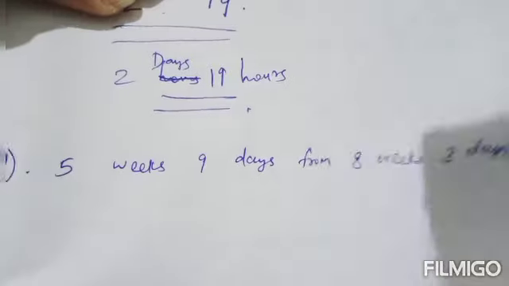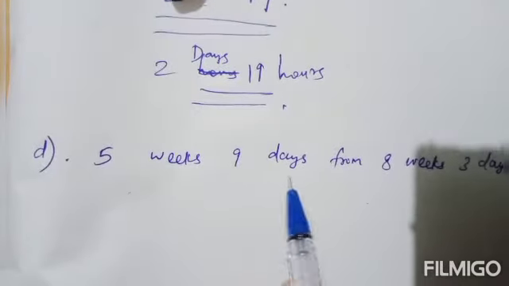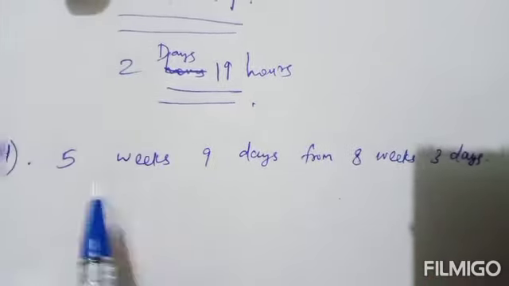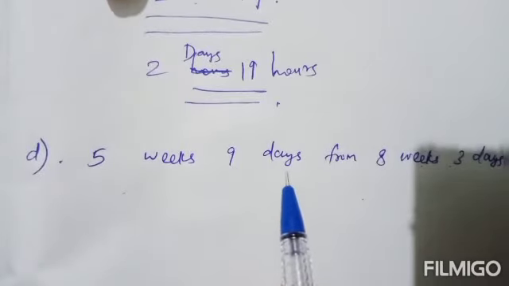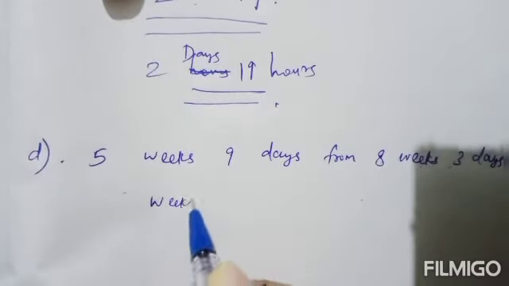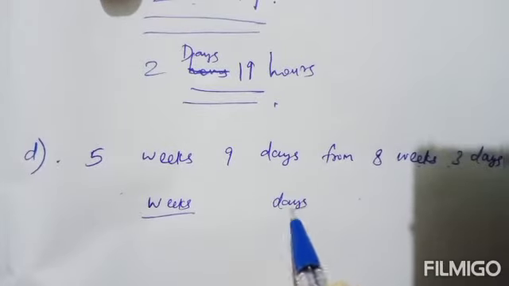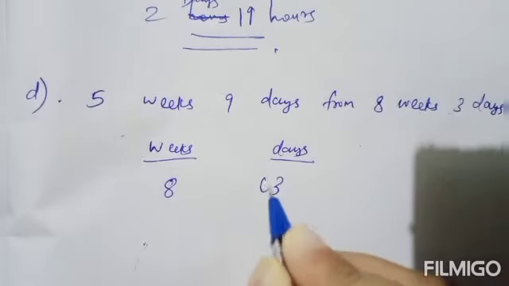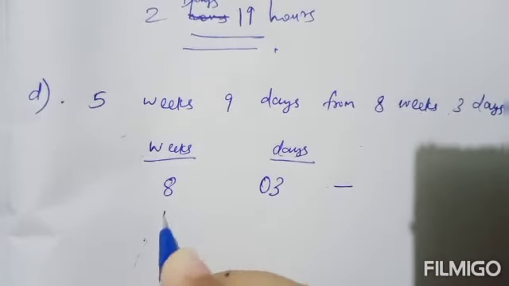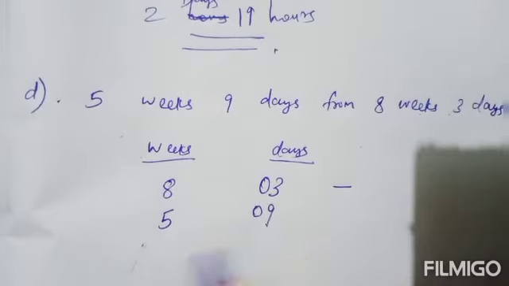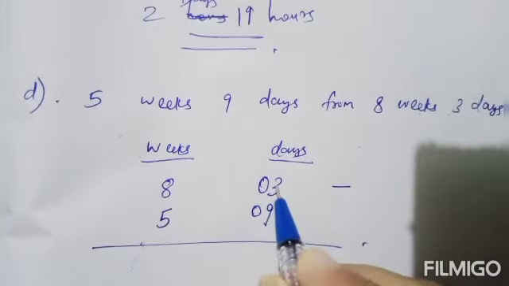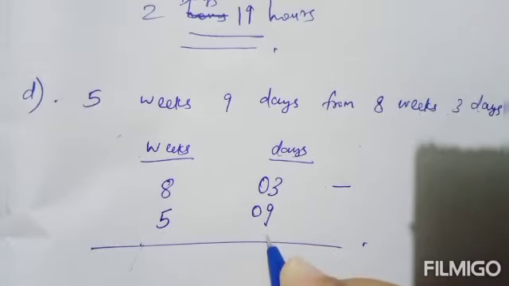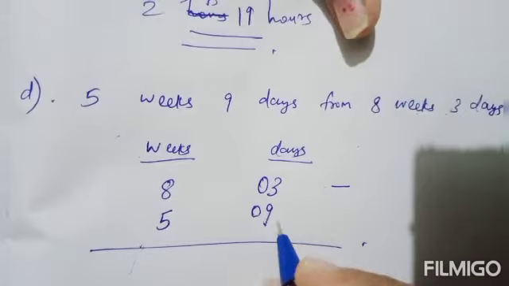Okay, next D, 5 weeks 9 days from 8 weeks 3 days. So from 8 weeks 3 days you have to subtract 5 weeks 9 days. Weeks you can write in one column and days in the other column. Days, 3 days and 9 days, you can write it like this, 03 and 09. In this way you should write.